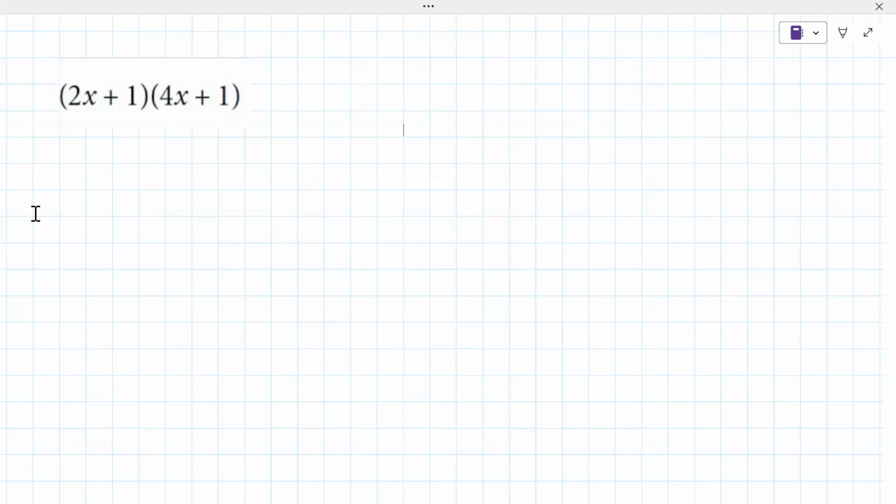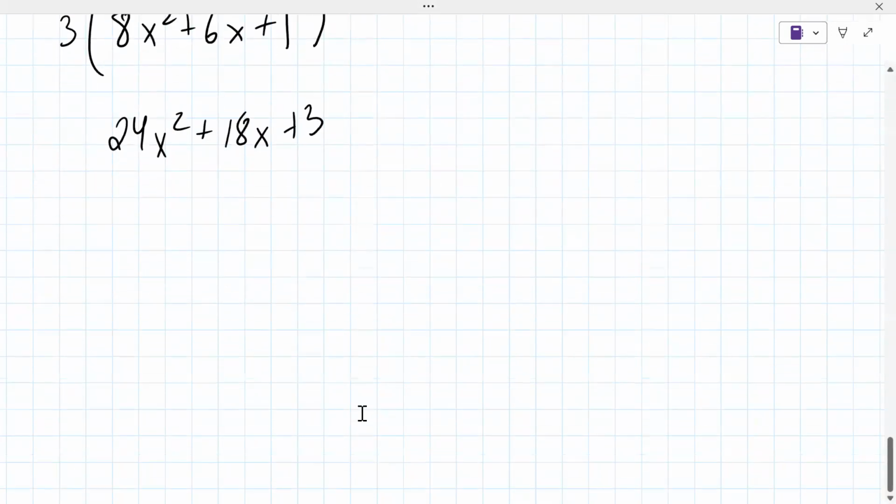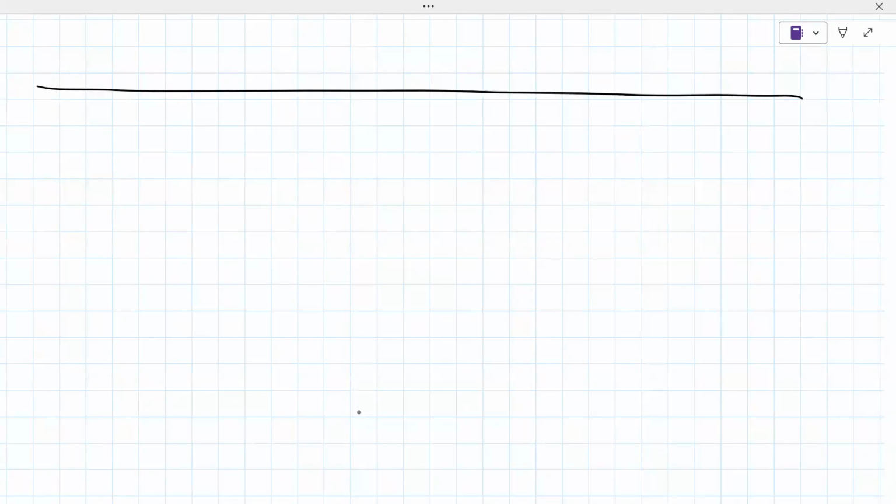Okay, so we have 8x squared plus 6x plus 1. Very good. All right. Now, the original problem actually had a 3 on the outside, which means we're going to multiply each of these inside by 3. 24x squared plus 18x plus 3, and that gives you the correct final answer. All right, so let's try something else here related.